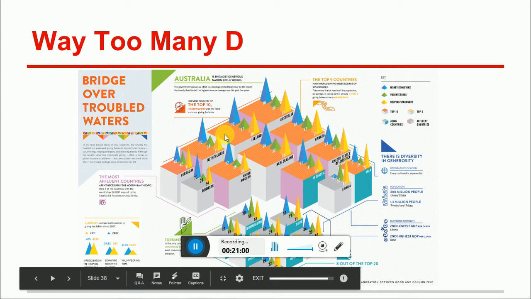Now, there is an assignment associated with this, and it is a major assignment. I hope you enjoy it, and I hope you learn this new domain called infographics to the best of your ability.